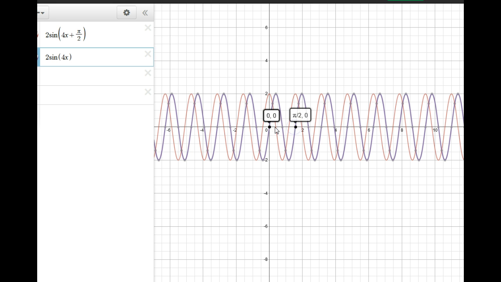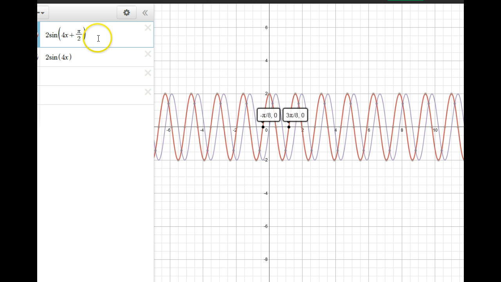Now the same thing goes with this. It starts here on this graph, which let's take that off, at negative pi over 8 radians, and it ends here, we'll take this one off, at 3 pi over 8 radians. So let's remember that function and I'll show you how to actually find the phase shift.